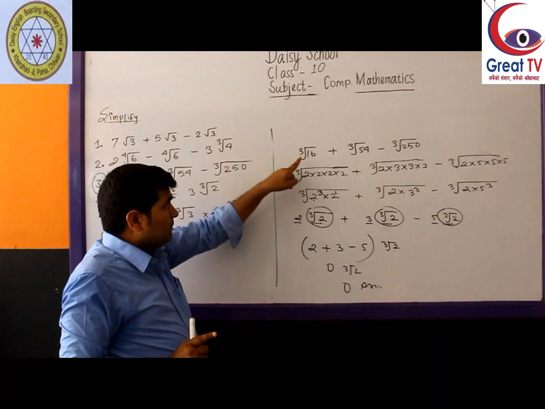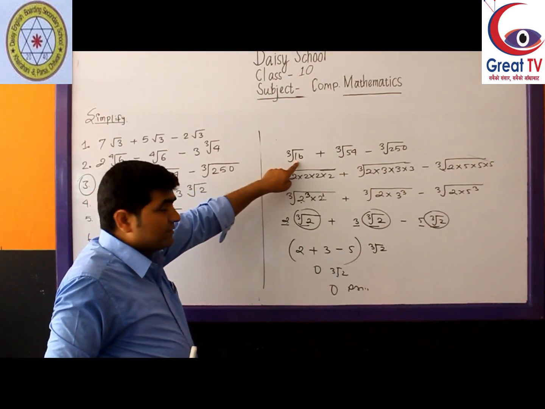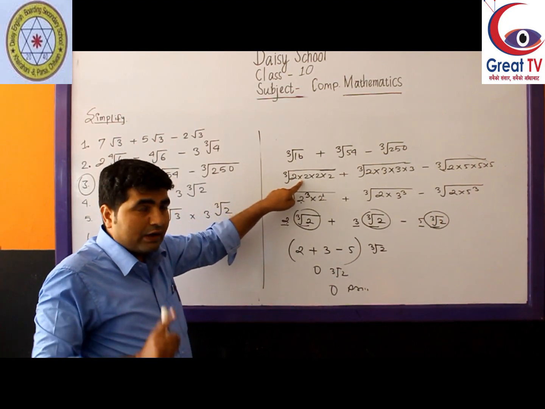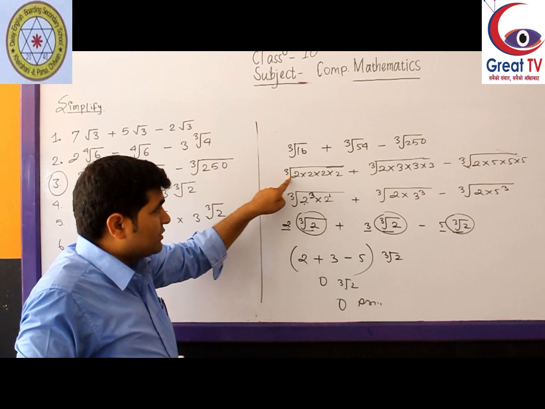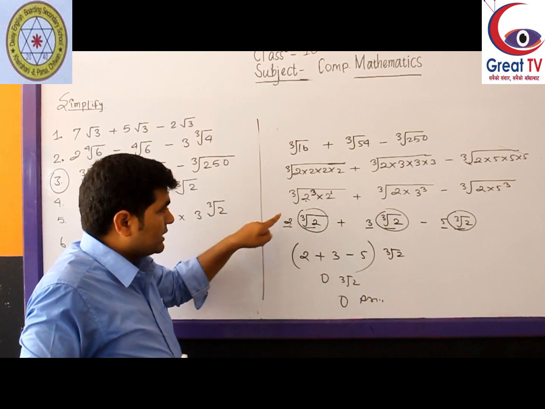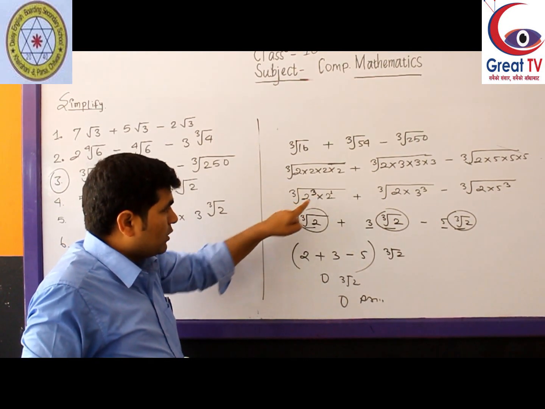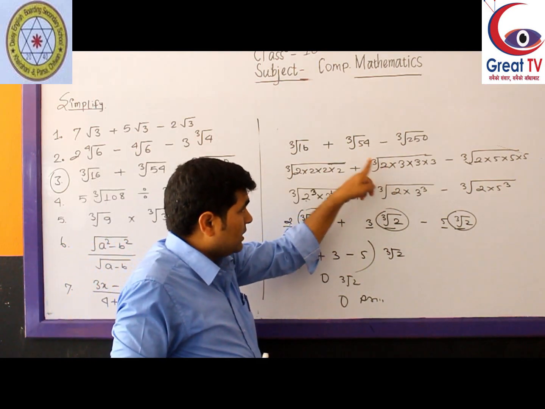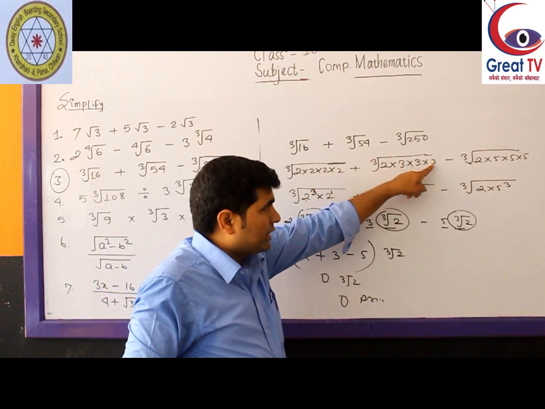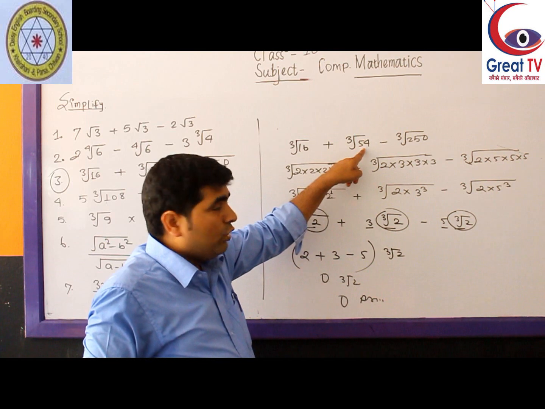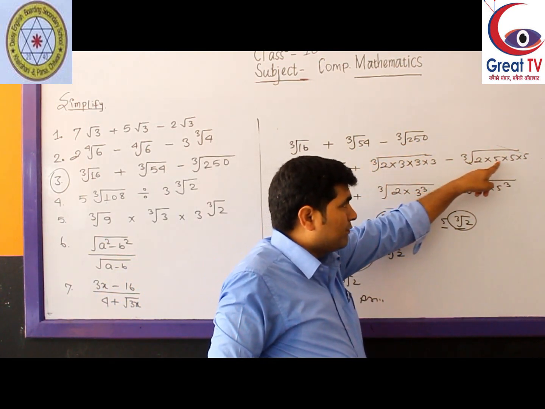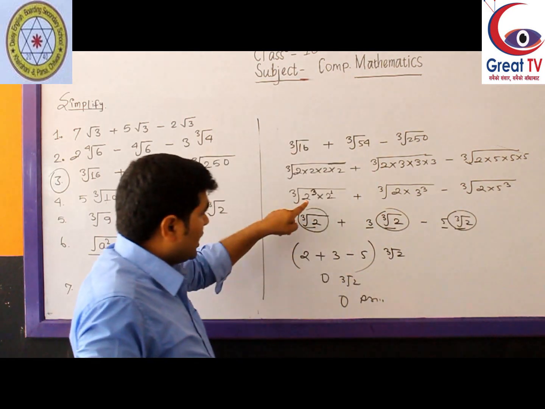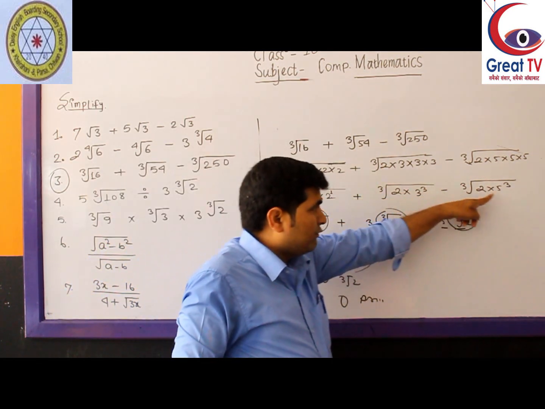Okay, once more. First of all, factor 16 using the prime factorization method. 2 into 2 into 2 into 2. The order of the radical is 3, so out of 3 we can get outside 1. So 2 power 3. Similarly, 54 is 2 into 3 into 3 into 3. This is the prime factorization of 54. These are all prime factors. 250 is 2 into 5 into 5 into 5. Now 2 power 3, 3 power 3, 5 power 3.